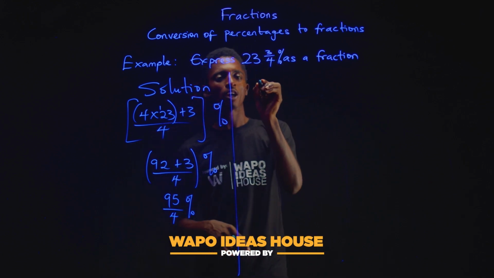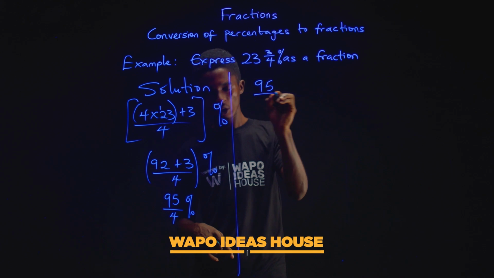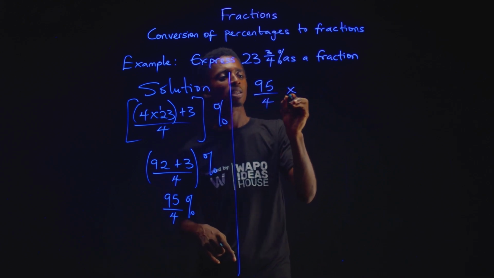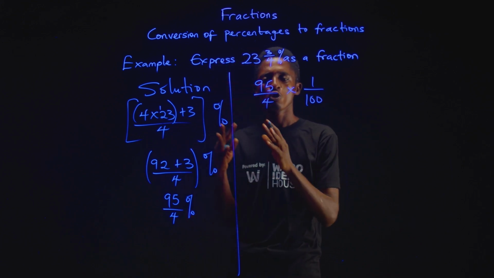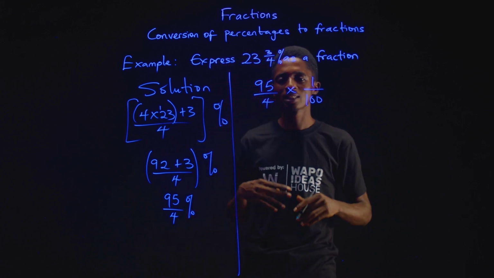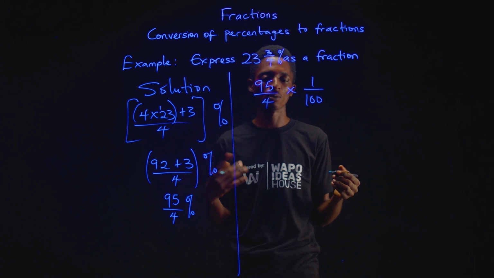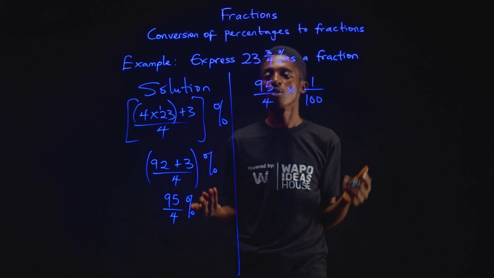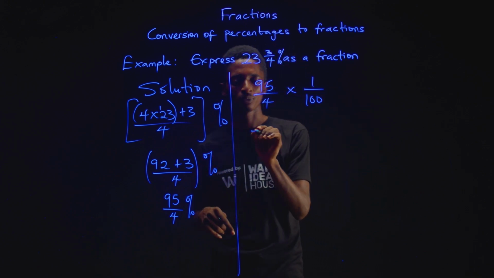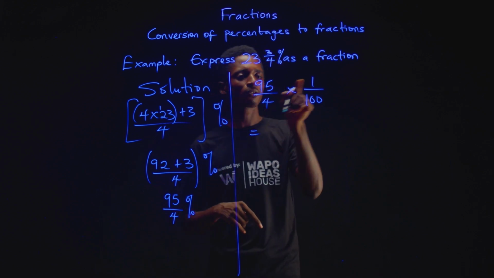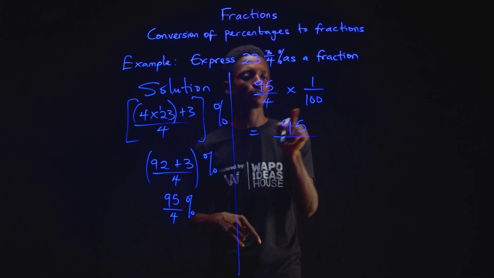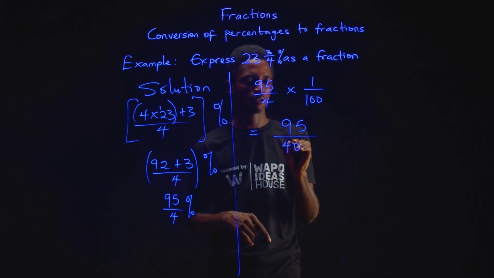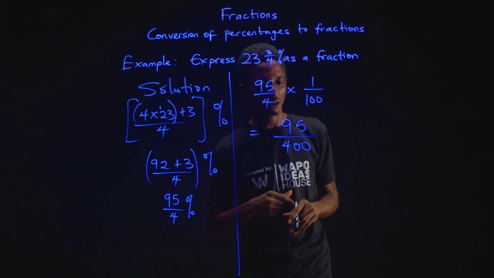To convert this to a fraction, we write down 95/4 and then we multiply by 1/100. You can go on to break this down first so that you don't have to deal with large numbers in the end, or you just multiply straight. So 95 times 1 will give us 95, and then 4 times 100 will give us 400. Now we have the fraction.